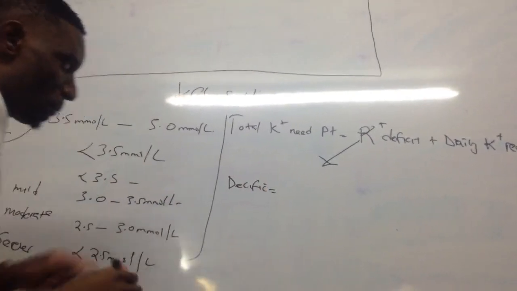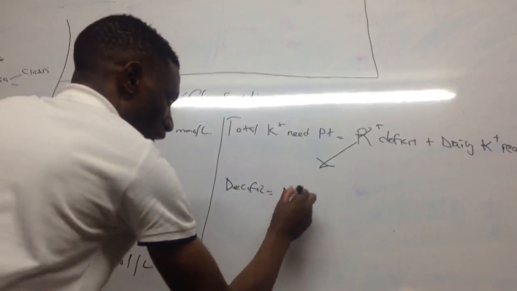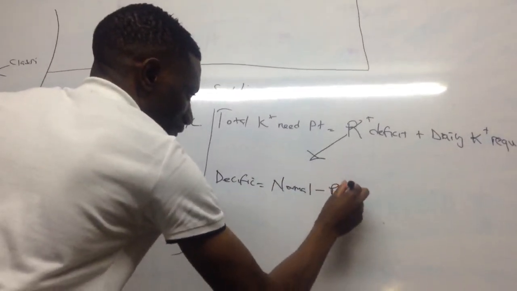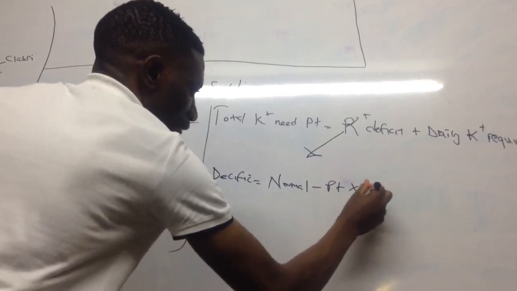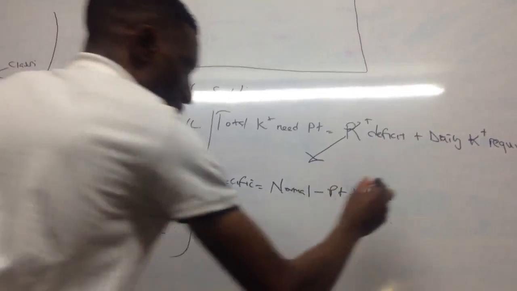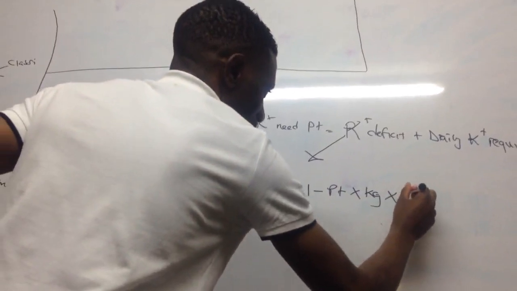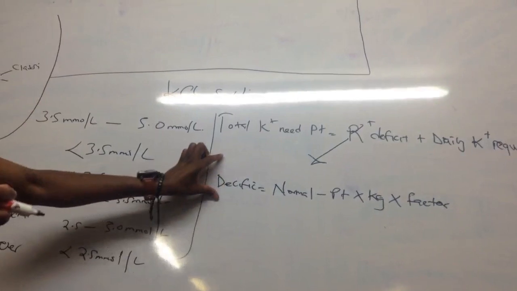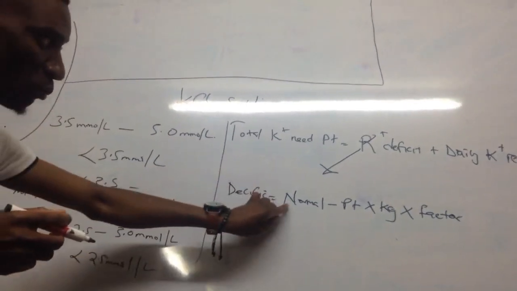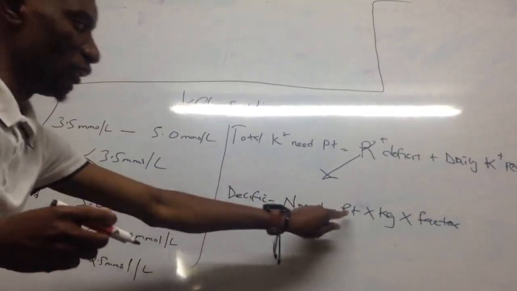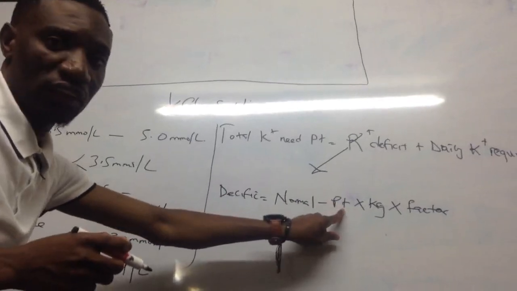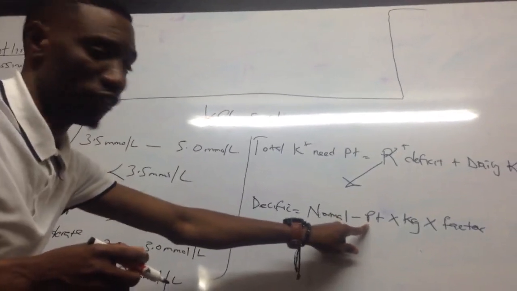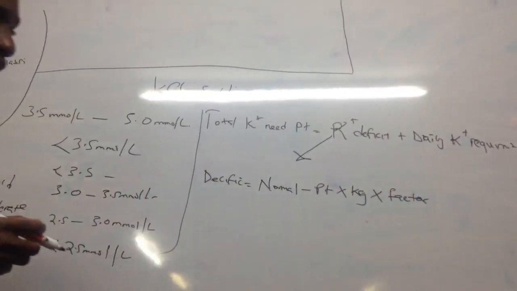is equal to normal potassium minus patient potassium, times the weight of the patient in kg, times the factor. So this is for the deficit only. The deficit is equal to what? Normal potassium minus the patient's value. So this is normal value minus patient potassium value, and then also times the kg and times the factor.